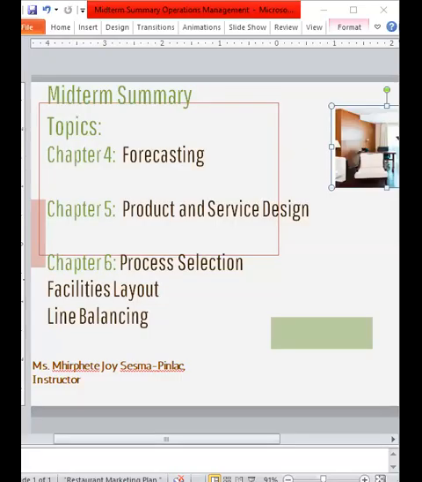Idea generation includes supply chain-based, competitor-based, and research-based concepts.